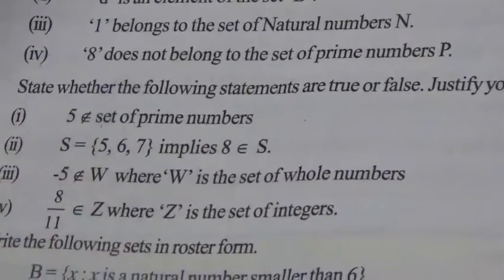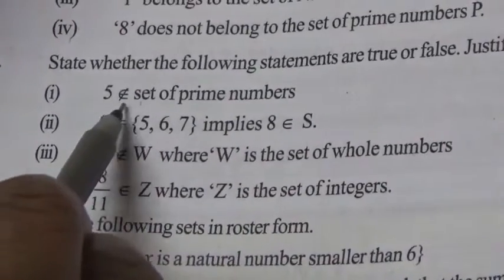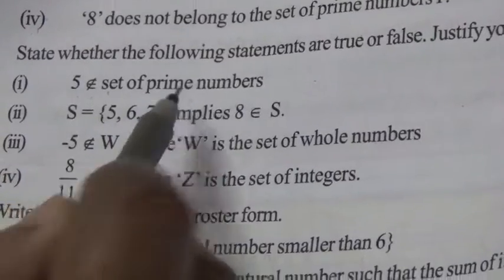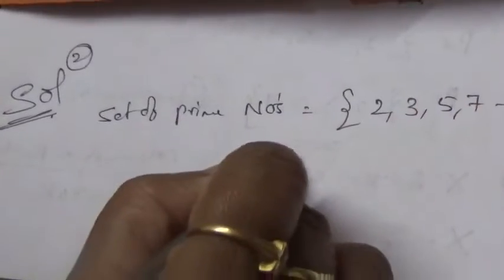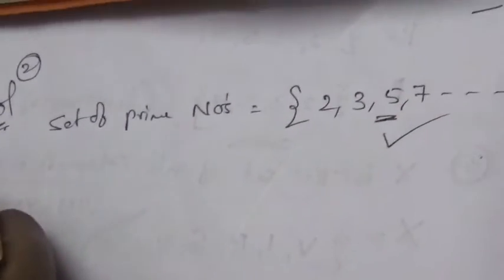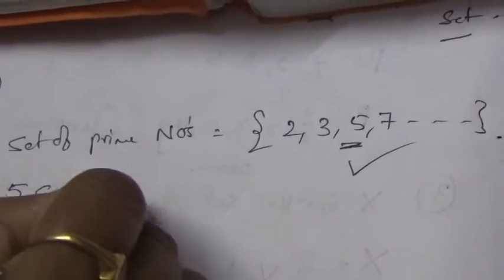This fourth Roman, state whether the following statements are true or false and justify your answer. True or false you have to write and also justify. So 5 does not belong to the set of prime numbers. How do we write this solution? Set of primes: 2, 3, 5, 7 and so on, right? Is 5 there? Yes, 5 is there. So 5 belongs to the set of primes.